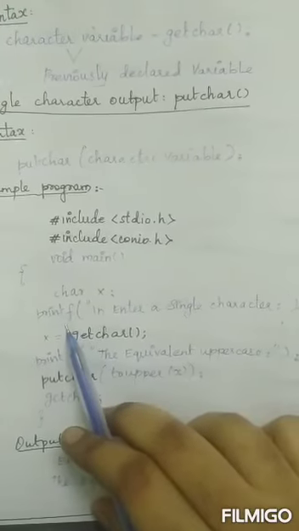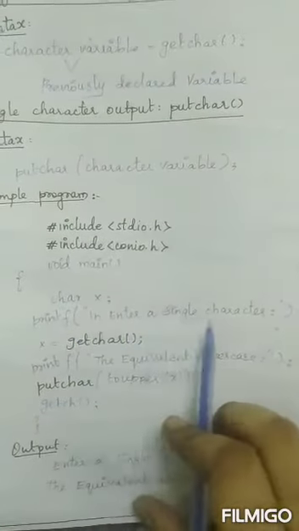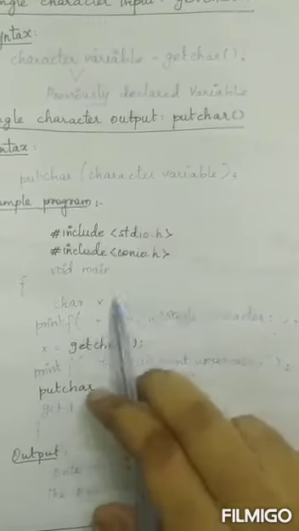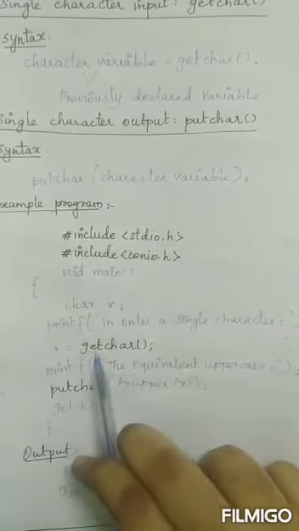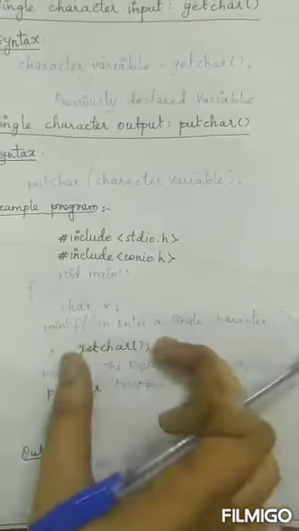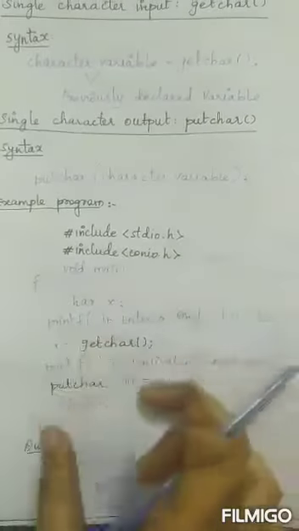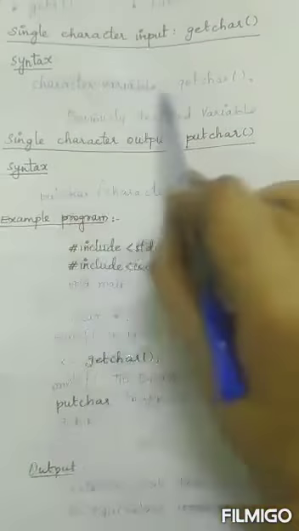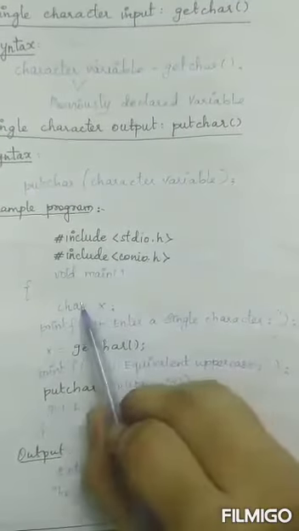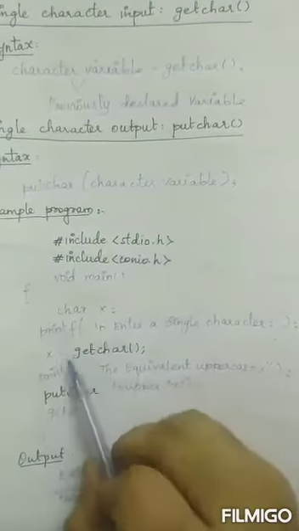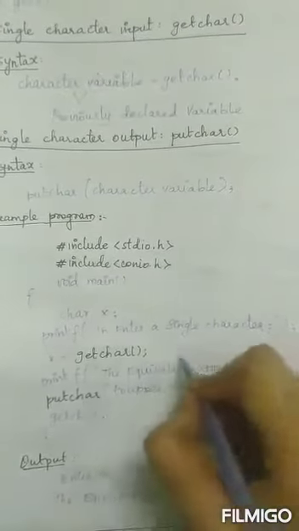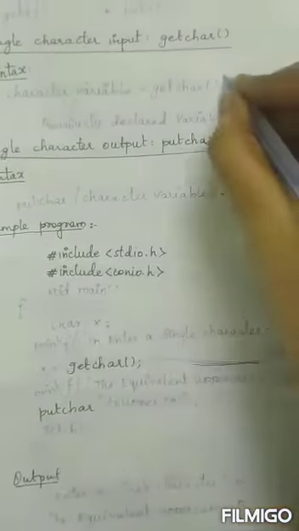Next comes the printf statement. I am entering a single character. It will be displayed in the output. Then this variable x is equal to getchar. That's why I highlighted the words getchar and putchar, as I have used these two concepts inside this program. So here I have the character variable. I have the character, its variable is x, that is equal to getchar. So now you can see it implements the syntax.